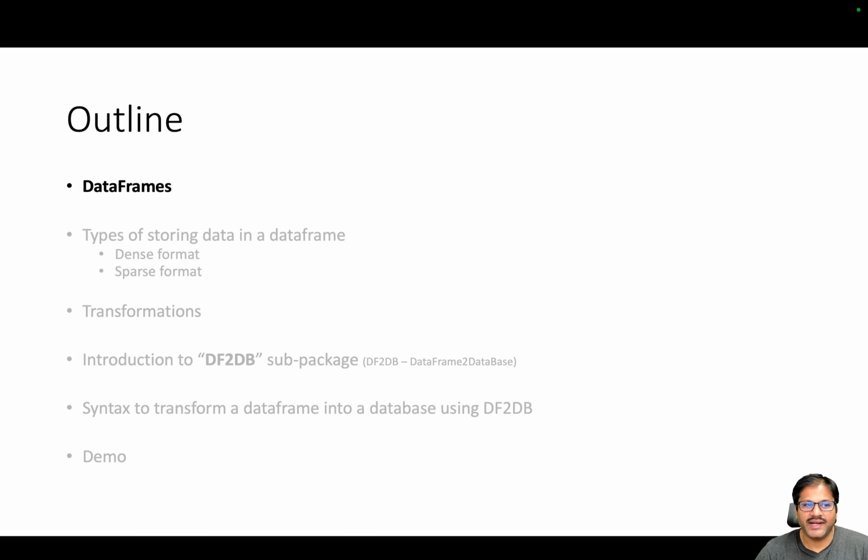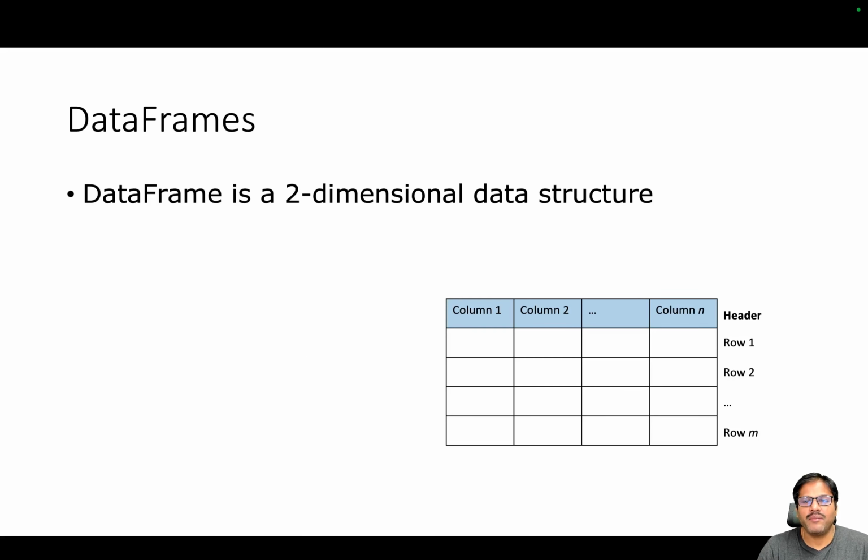Now, coming to data frames. A data frame is basically a two-dimensional data structure containing rows and columns. An element in a data frame is called a cell. A column in a data frame represents a series. The entire two-dimensional structure represents a data frame.